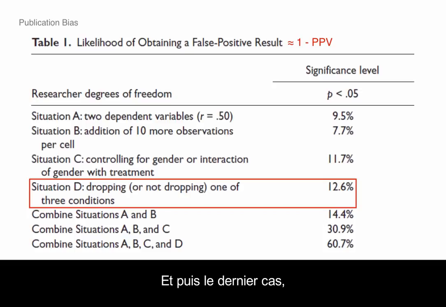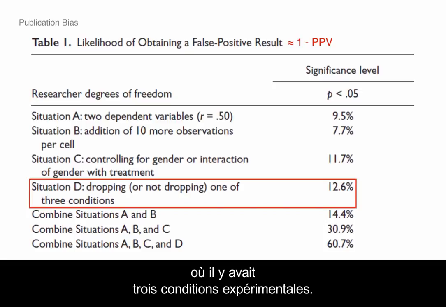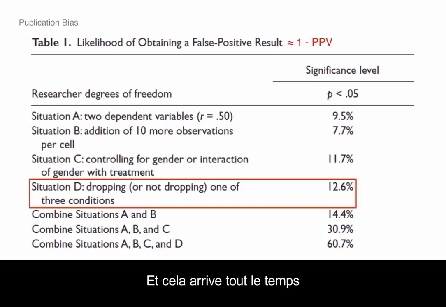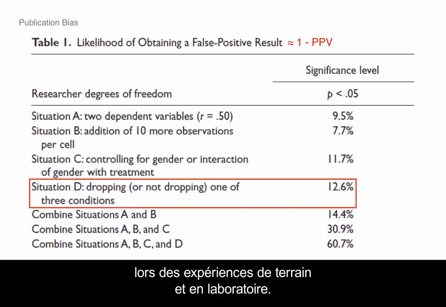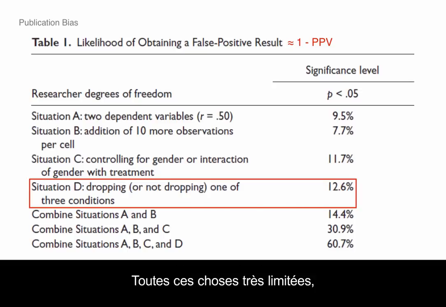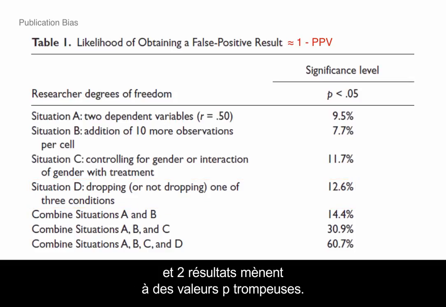Okay, and then the last one here is, there were 3 experimental conditions. What if I can just sort of exclude the data from one of them and not report it? Just say, oh, that treatment didn't work. And that happens all the time. Again, in field experiments and lab experiments, people say, oh, that just didn't work. Again, I have a much higher p-value. So any of these very limited things, 10 observations, 1 covariate, 2 outcomes, lead to misleading p-values.